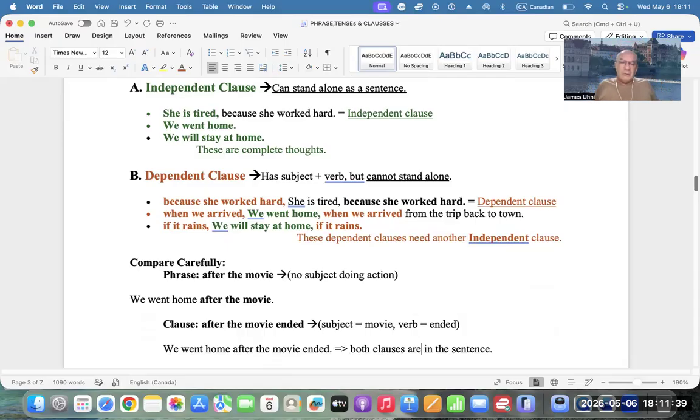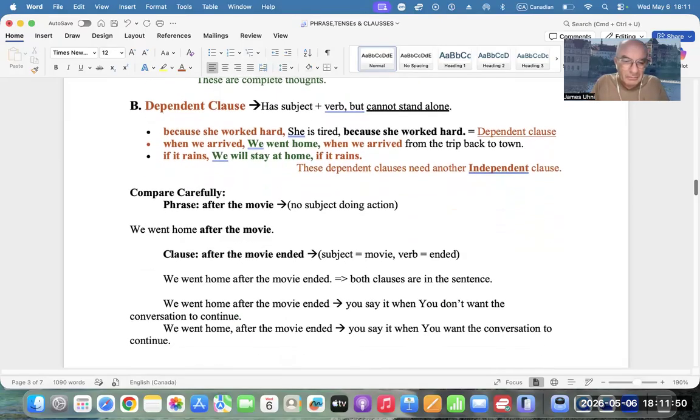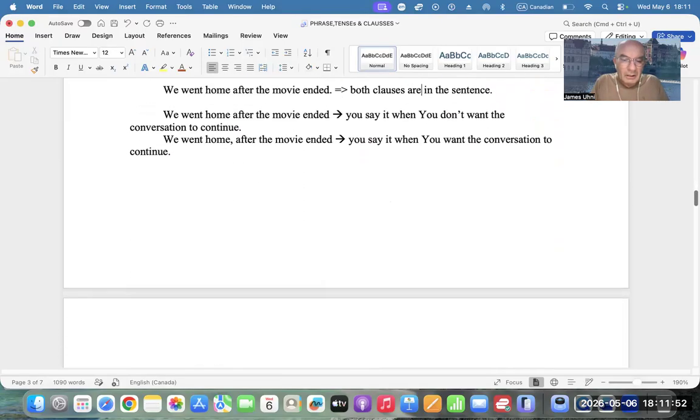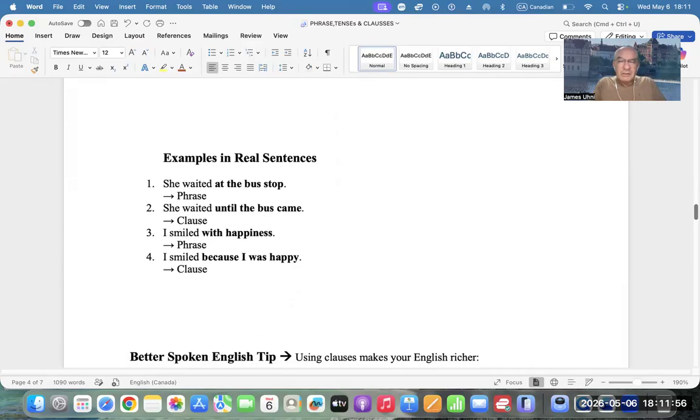Now, I'm not going to color it. It will be up to you to explain it. But what I want to say is I will come to an example. These are nice examples as well. And here are examples in a real sentence. Now, what the clauses can do in your speech.